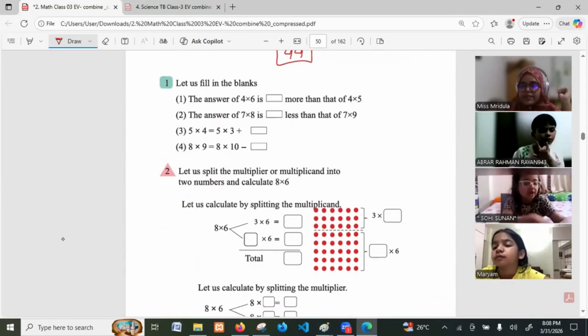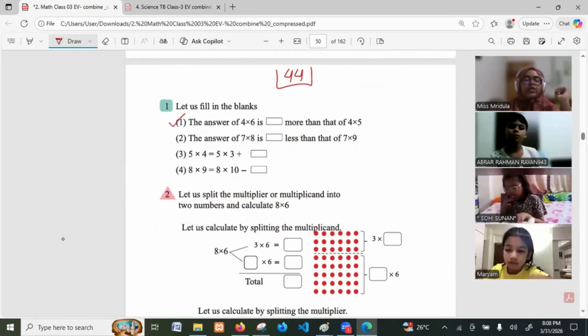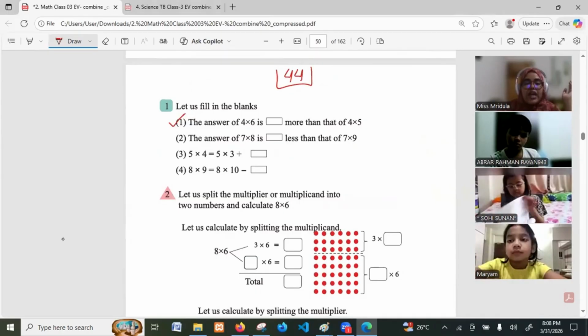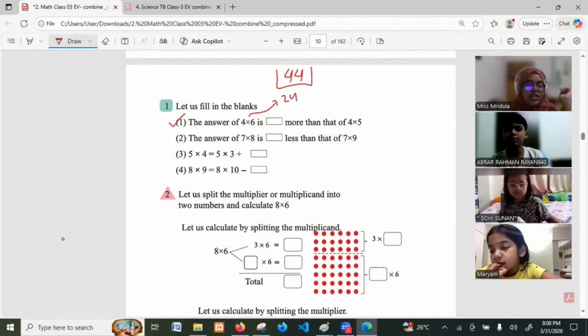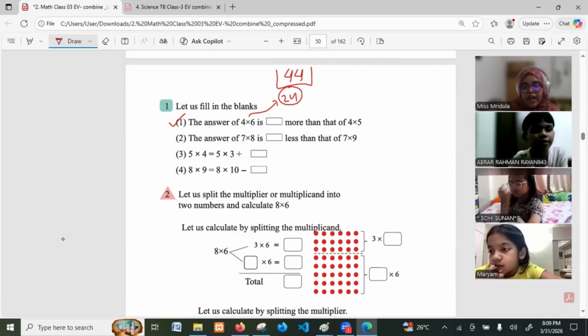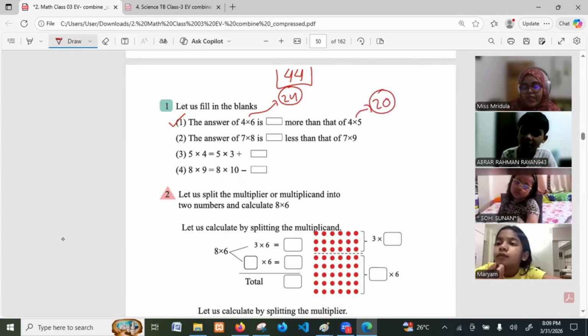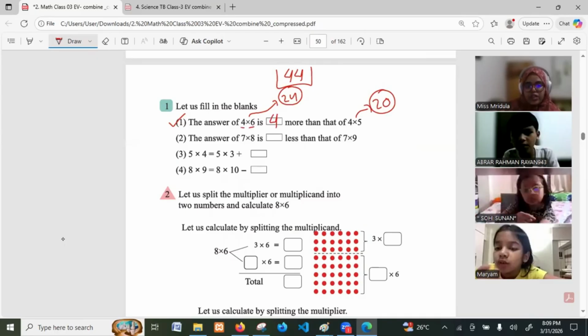We have some fill in the blanks going on. Let's see what we can do to find out the answer. So the answer of 4 times 6 is 24, right? They're not asking for the answer, they're asking for something else. The answer of 4 times 6, that means 24, is dash more than 4 times 5. What is 4 times 5? 20. You can see that 24 is more. How much more? 4 more, because here you can see there are 6 fours and here only 5 fours, right? So 1 four was missing.